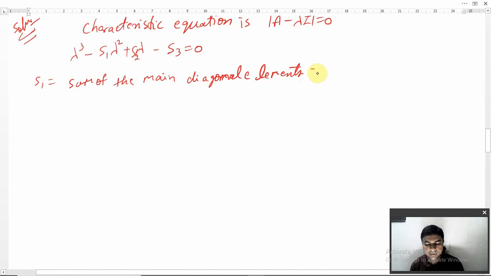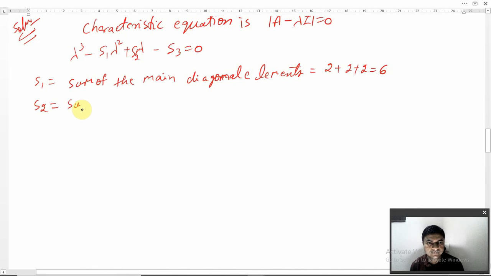What is the main diagonal elements? It is 2 plus 2 plus 2 is equal to 6. So this is how we get S1 directly. This is a very good shortcut. Directly you can take the S1 value without any other calculation, and this is 100% correct.